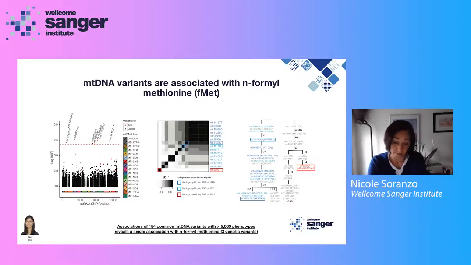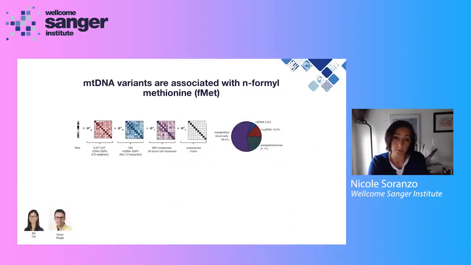So what was really intriguing about this association is that N-formylmethionine is known to be the amino acid that is critical for the initiation of protein synthesis in the mitochondria. And indeed, both mitochondria and bacteria use the N-formylated version of methionine, but in the cytoplasm, the non-formylated methionine version is used.